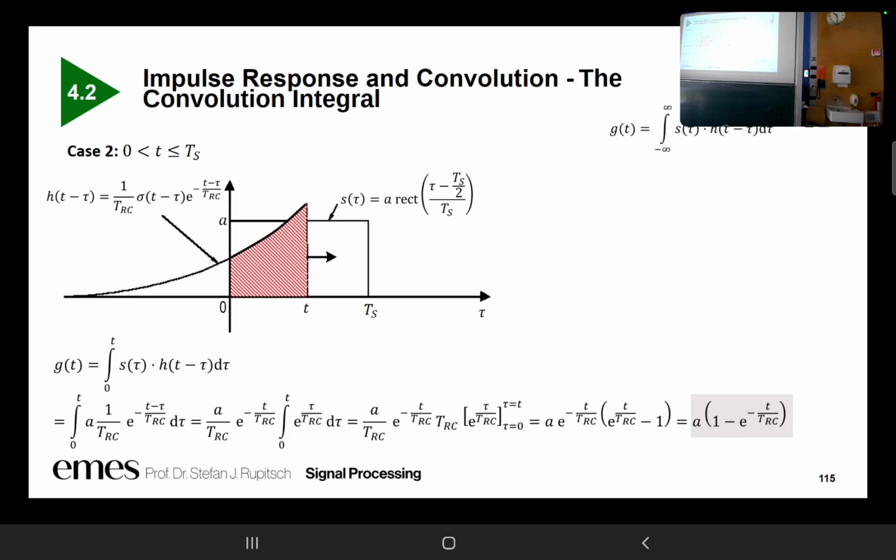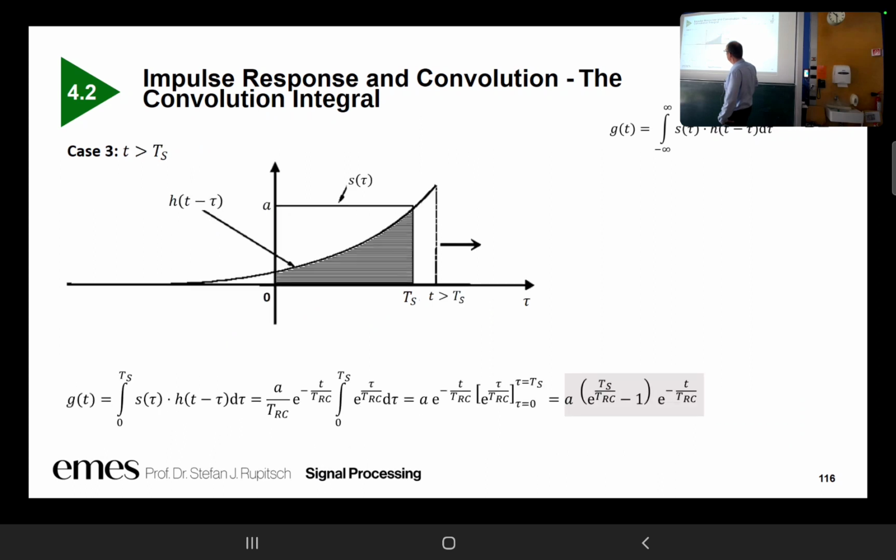The red hatched area can be calculated with our convolution formula if we evaluate it between 0 and t, because we do not have to consider time steps below 0. In that case, the convolution integral is 0. We have to integrate this. I do not want to repeat all these basic mathematical steps, because we should be familiar with the integration of the exponential function, and we should be able to insert the limits of the integral. And this is then the result.